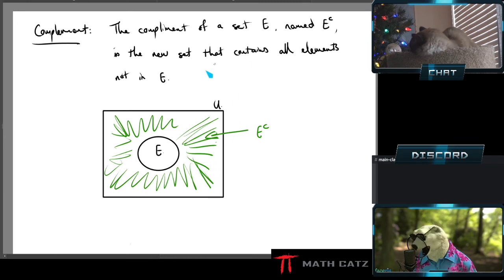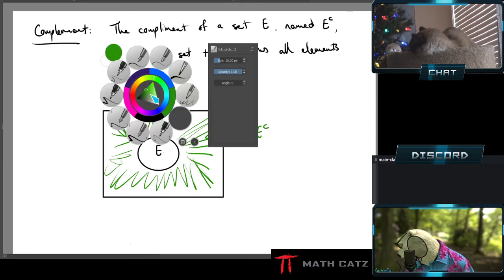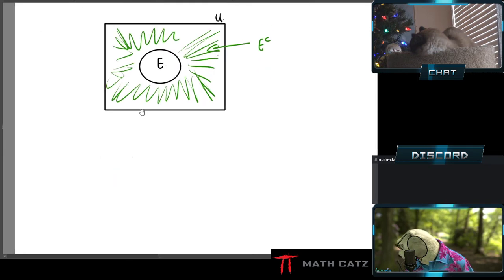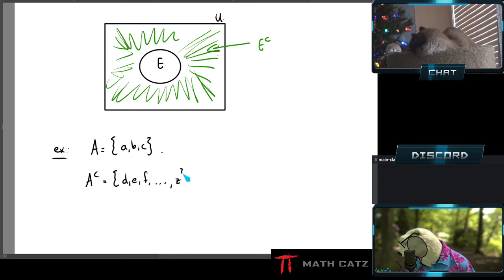Visualizing it shouldn't be too bad. It's everything that's not in E. So for example, if I look at my examples from the very start, remember, set A was little a, little b, little c, then A complement is literally everything else in the context of what the elements are, in this case lowercase letters of the alphabet. So everything else would be d, e, f, and so on, all the way to the end. Literally everything else.